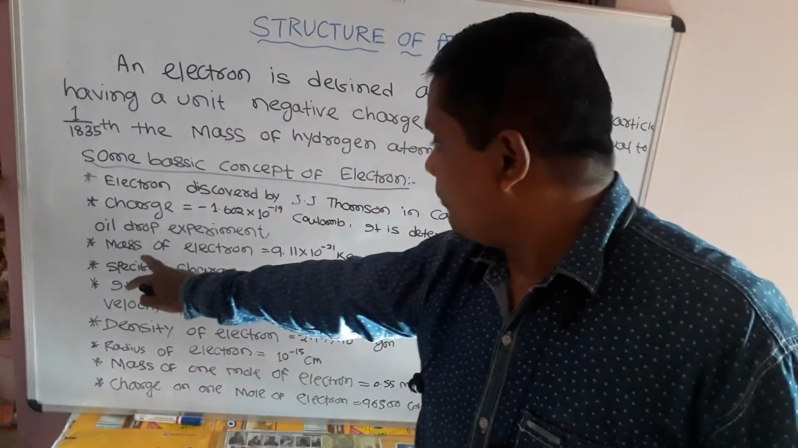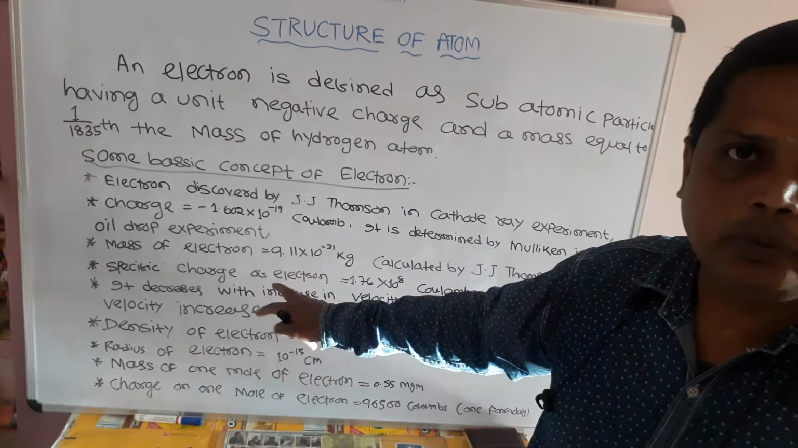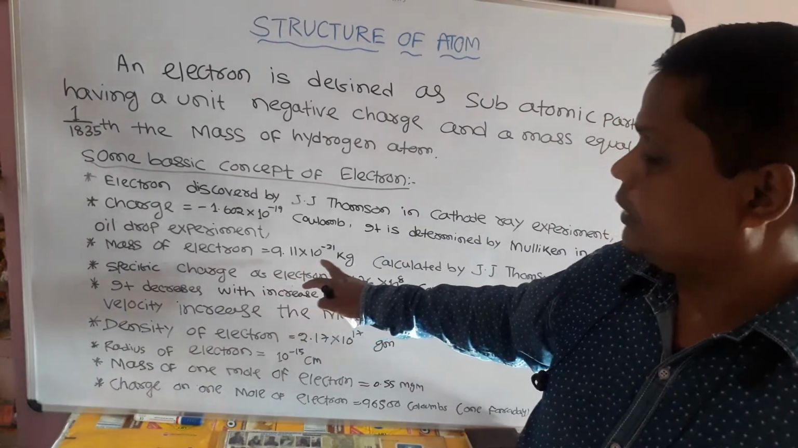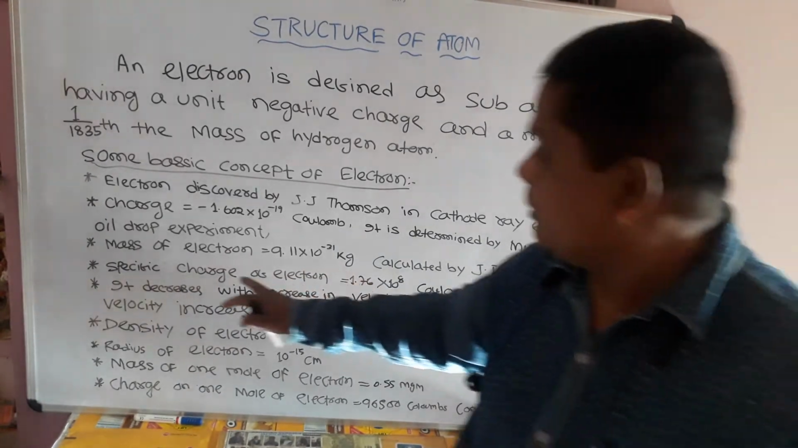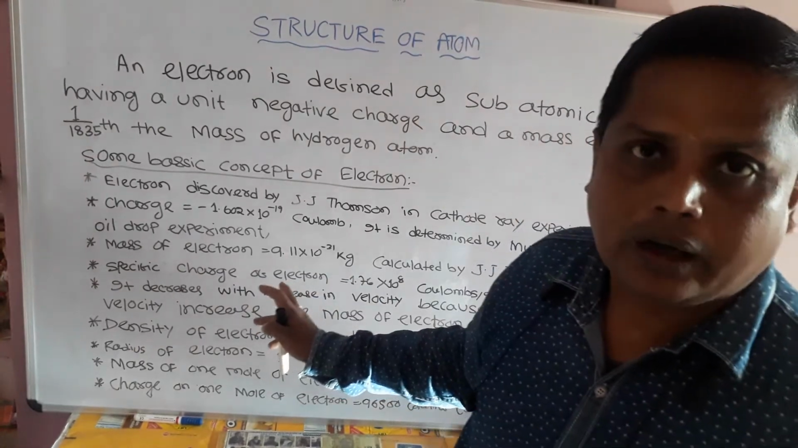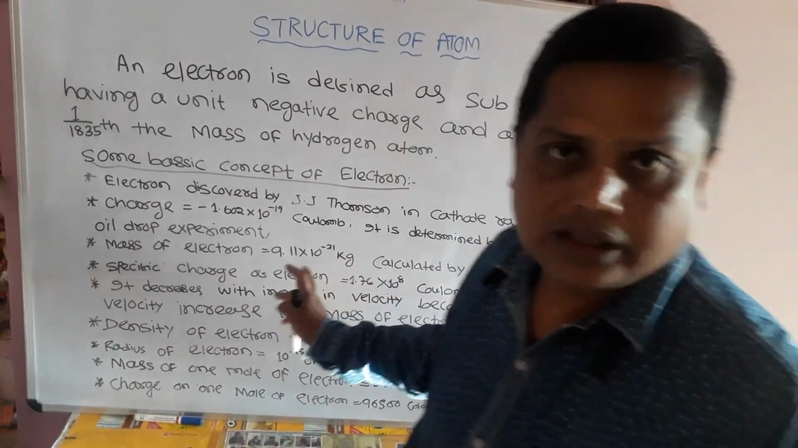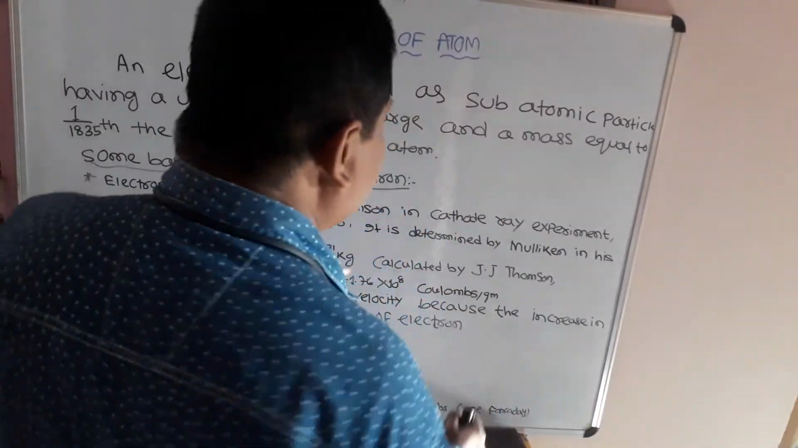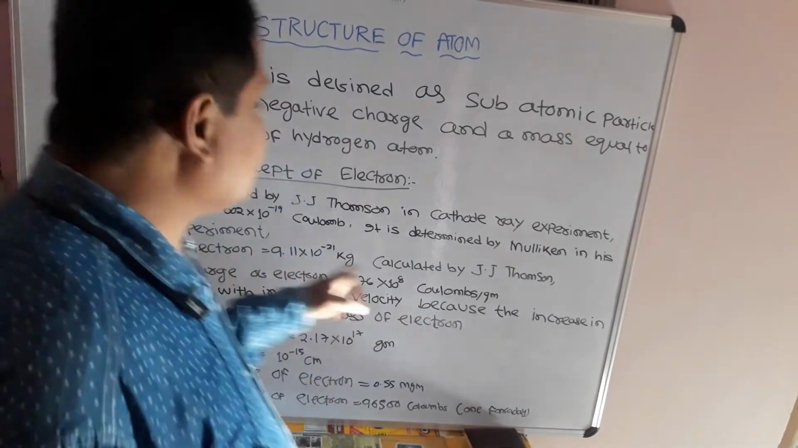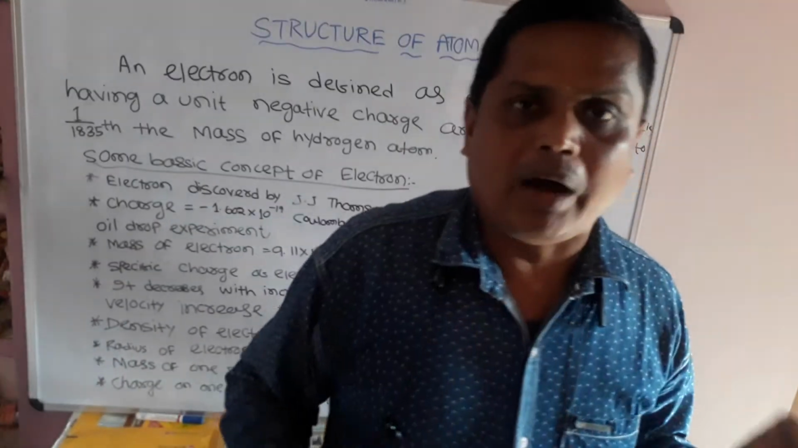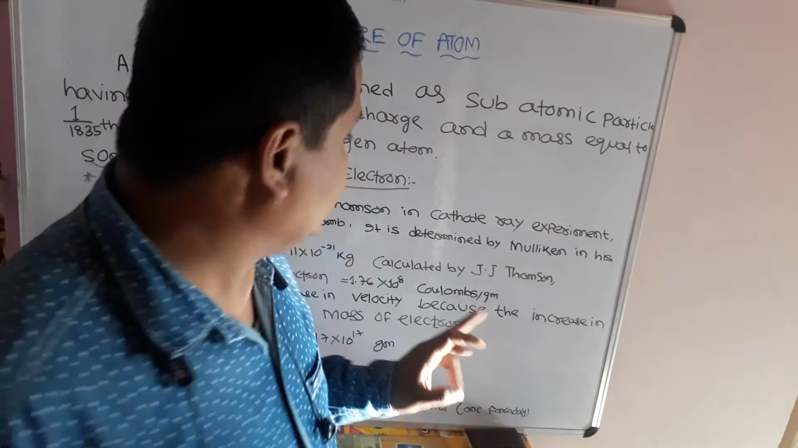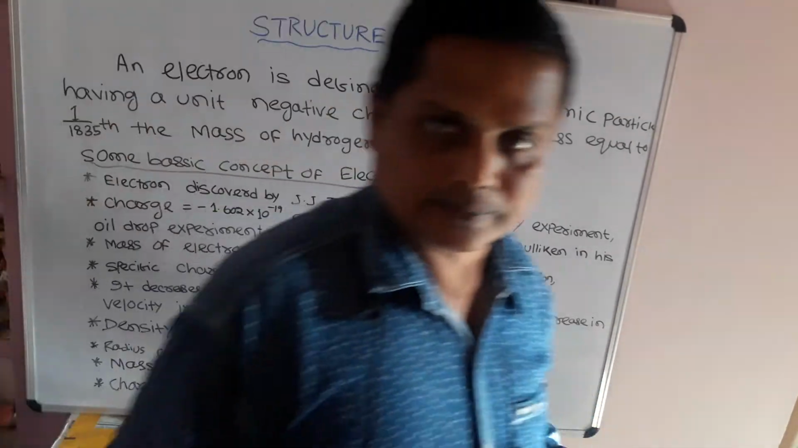Next, mass of electron equals 9.11 times 10 to the minus 31 kg. The mass of the electron was calculated by J.J. Thomson.